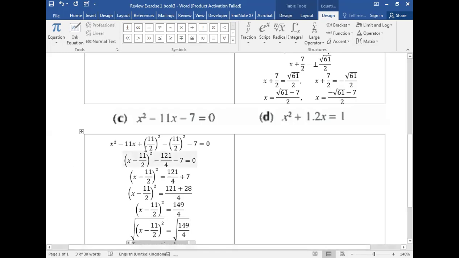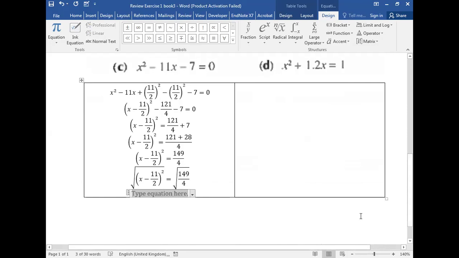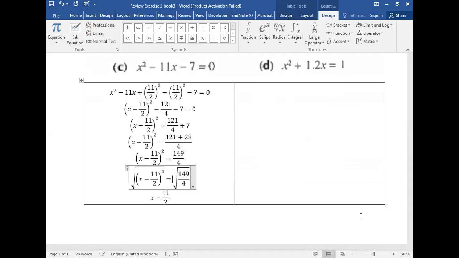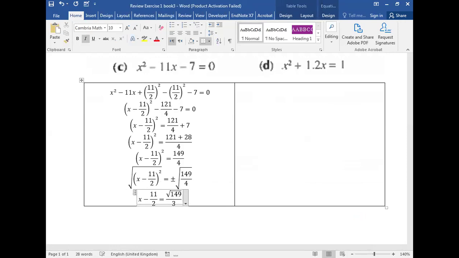149 का तो स्क्वायर रूट हम नहीं निकाल सकते, तो we just find the square root of 4 which is 2, x minus 11 over 2. Whenever we take the square root, हम प्लस माइनस दोनों लेंगे. Square root of 149 upon 2 and x minus 11 over 2 is negative square root of 149.